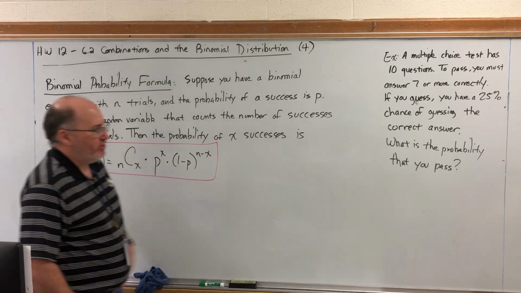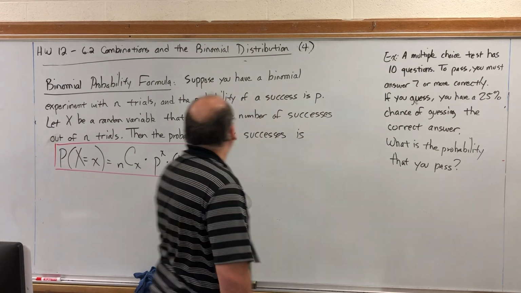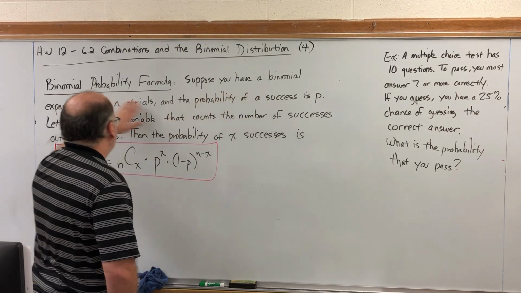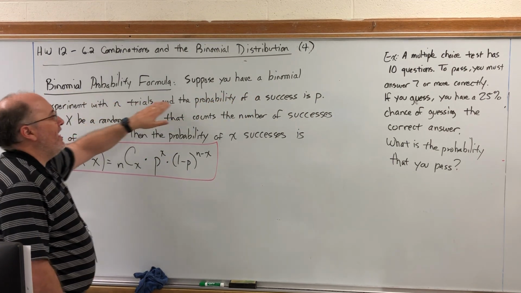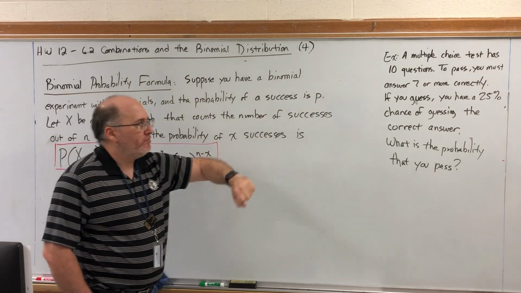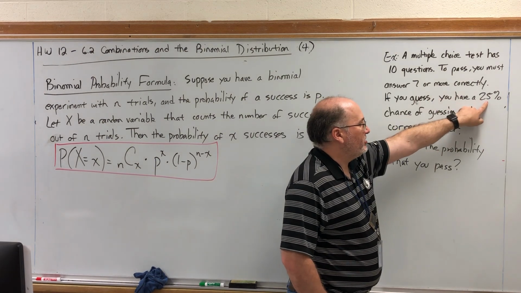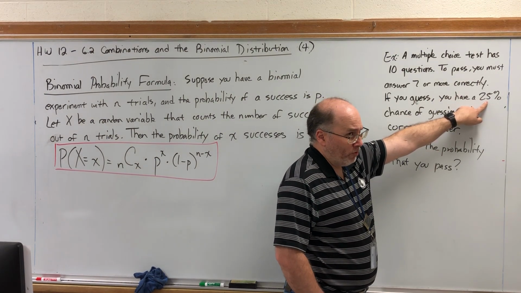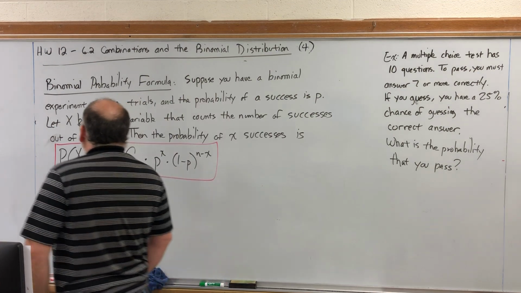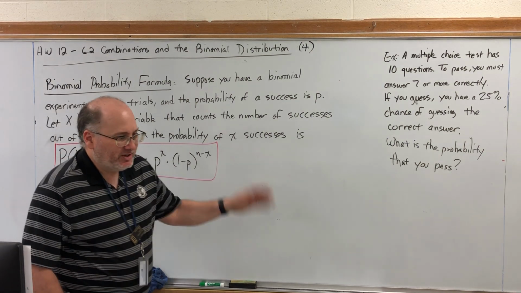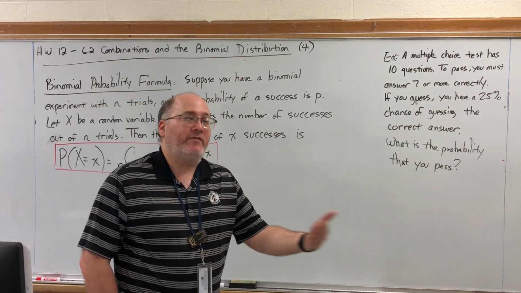In order to answer the question posed at the end of the last video, we need to look at what's called the binomial probability formula, and it goes something like this. Suppose you have a binomial experiment with n trials, and the probability of a success is p. So over here, 10 trials, probability of a success is 25%, or 0.25. Let capital X be a random variable that counts the number of successes out of n trials. So you guess at the 10 questions, and capital X is how many of them you got correct.